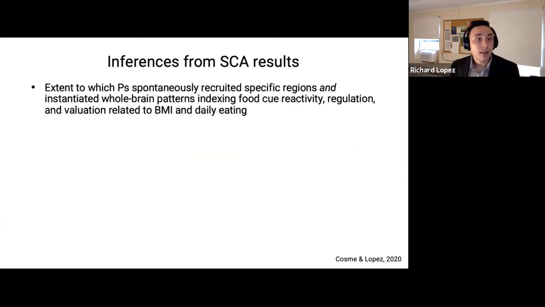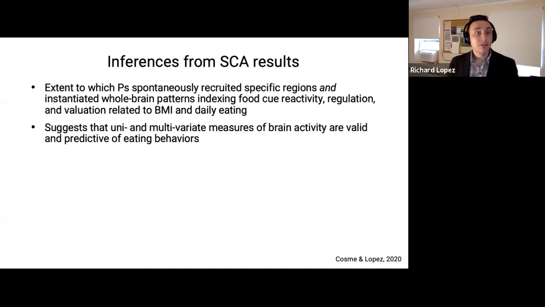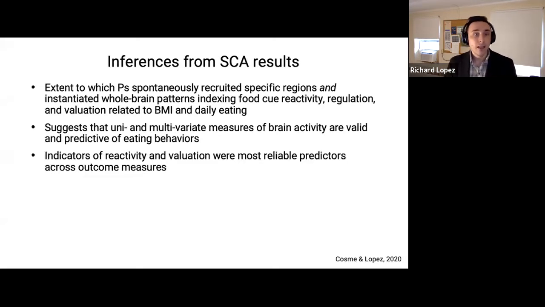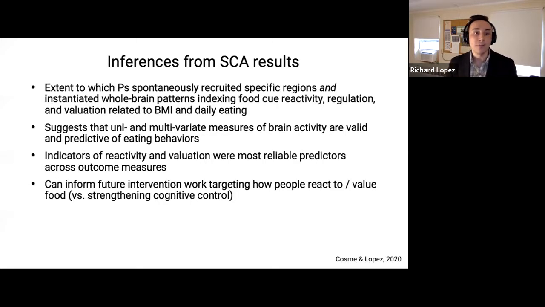We can infer that the extent to which participants spontaneously recruited specific regions and the extent to which they showed whole brain patterns related to the processes of interest, that related to body mass index, which I didn't show you in the interest of time, and daily eating patterns. These results suggest that both uni and multivariate measures of brain activity are valid and predictive of eating behaviors, and the indicators of reactivity and valuation were the most reliable predictors across the different outcome measures. And taken together, these findings can inform future intervention work that perhaps targets how people react to and value food, right, versus strengthening cognitive control.